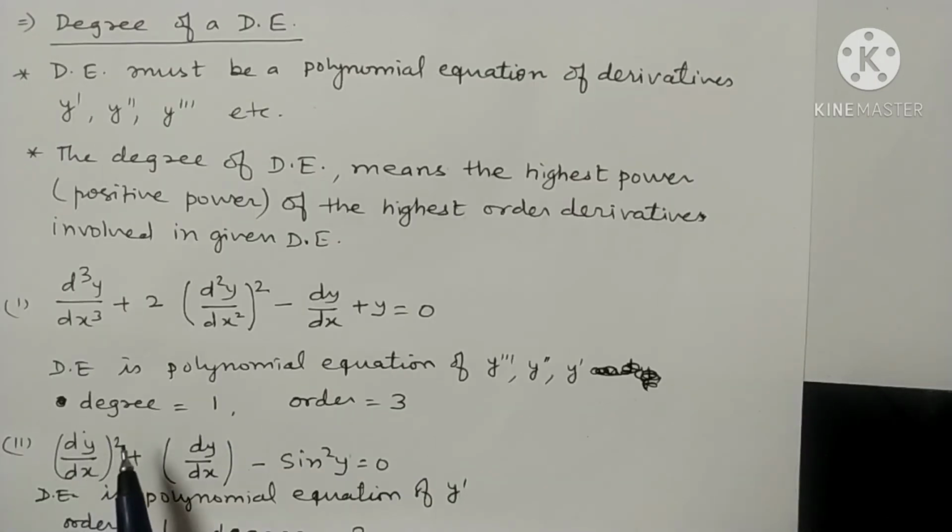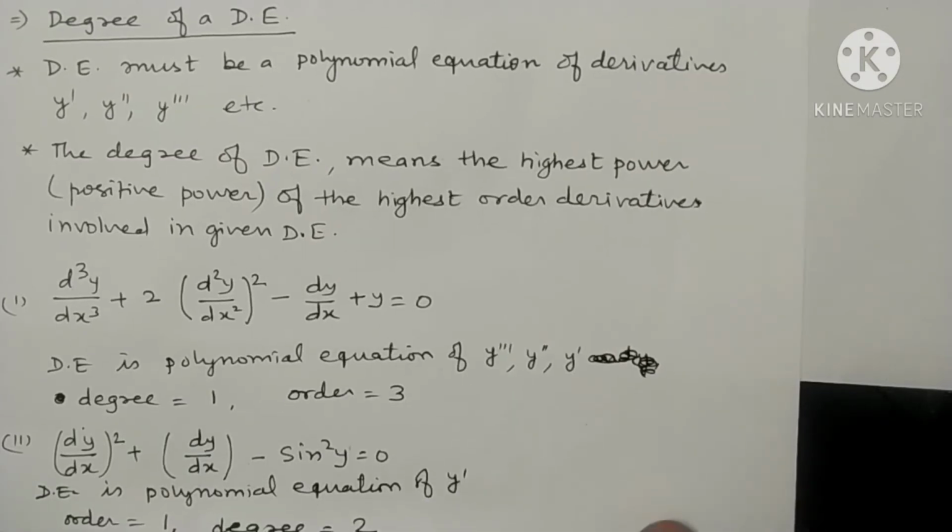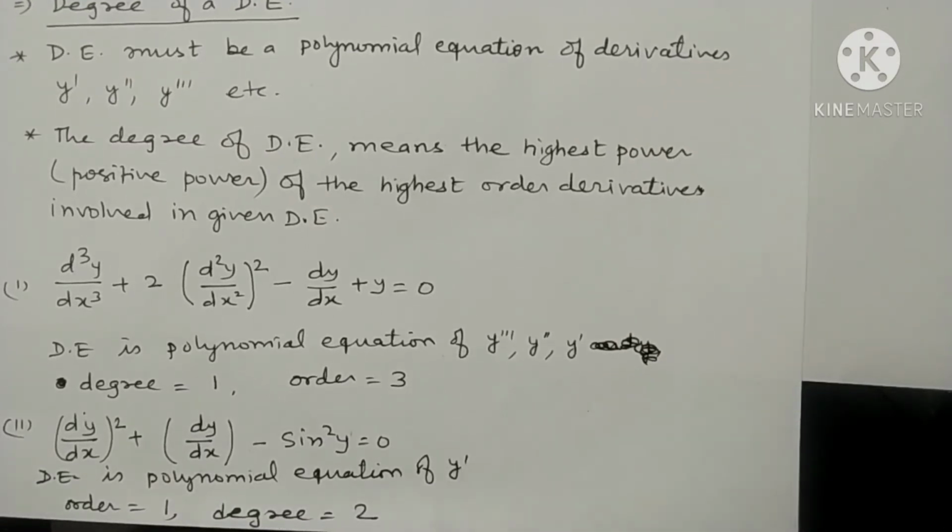(dy/dx) whole square plus dy/dx minus sine square y equal to 0. The differential equation is a polynomial equation of y dash. First we check the order of the derivative. We have only one derivative, so order is 1. And what is the highest power of dy/dx? The highest power of dy/dx is 2. So here degree is 2. All of you understand this?